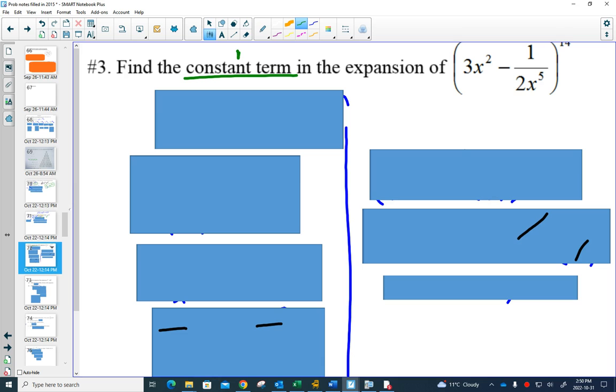This would be no x's, or you could think of it as having an x to the 0, because the x to the 0 would be 1, and it would all cancel out.